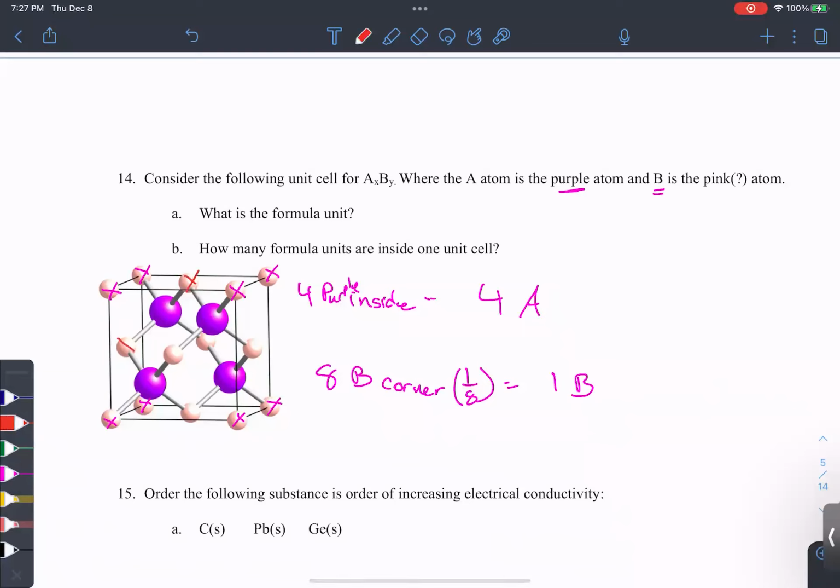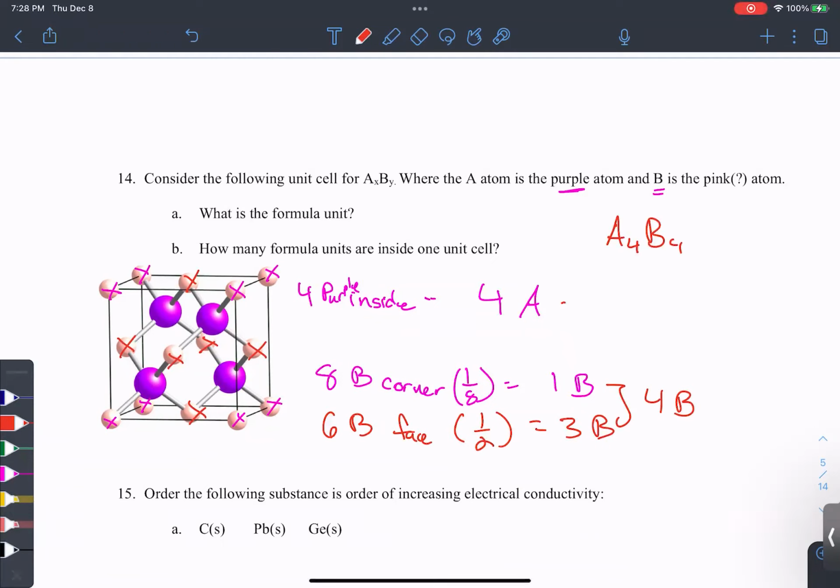Now these B atoms are on the face. How many? 6 B's on the face. How much do we count if it's on the face? 1/2. All right, so there's another 3 B atoms. Okay, great. So we see that there's 4 A's and a total of 4 B's. So we can write the formula A4B4.